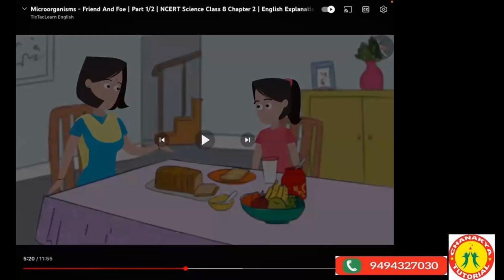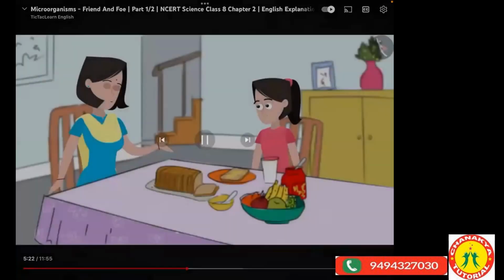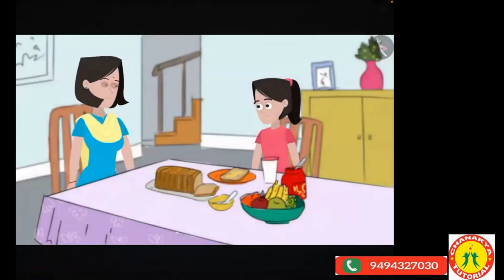So the mothers will be making the batter. Either they will be adding the yeast or they will be adding the Eno, or maybe the soda powder also. Those will be acting as a kind of fermentation agent, and they will start releasing the carbon dioxide gas, and the volume of that dough or the batter will keep on rising. Idlis become fluffy because of the process of fermentation.